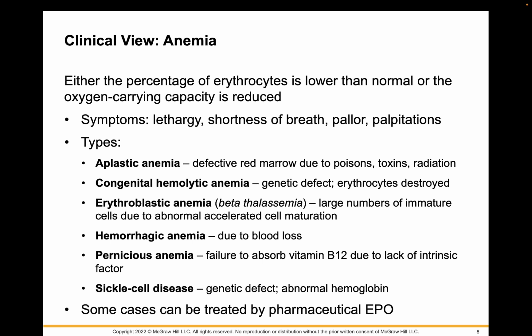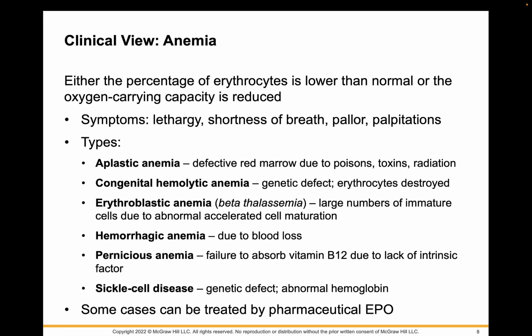We can have aplastic anemia. This is when the red marrow is defective, and that is generally due to poisons, toxins, or exposure to radiation. We can have a congenital hemolytic anemia. This is a genetic defect in which red blood cells are actually destroyed. We have erythroblastic anemia. This is when there are large numbers of immature cells, and this is due to an abnormal or accelerated maturation of cells. Hemorrhagic anemia. This is due to blood loss.